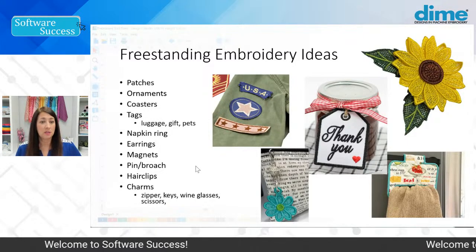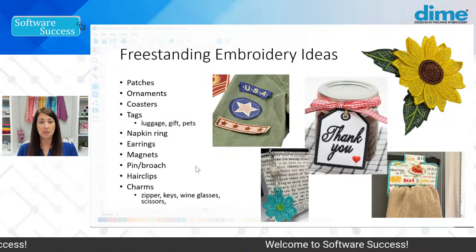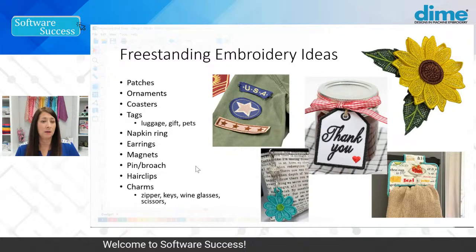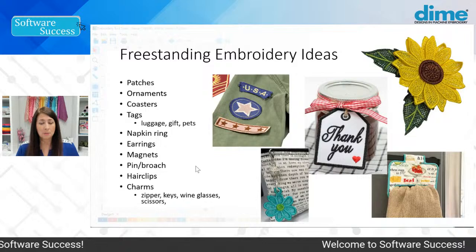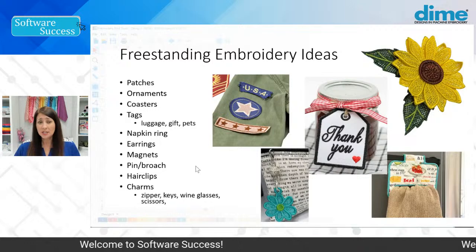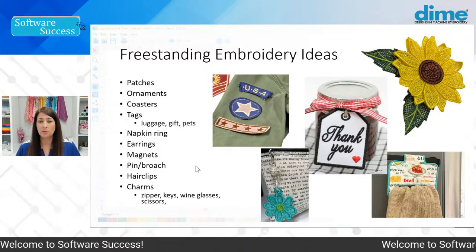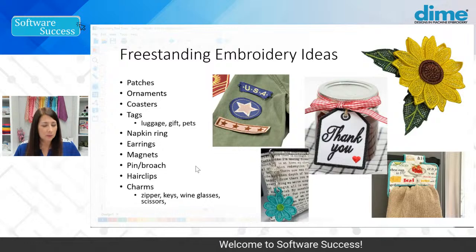But you might also see this in ornaments, and that's why I thought this would be a great topic, because this time of year, making ornaments, they're great gifts. Actually, all of these are great gift items. Coasters, that's another great freestanding embroidery. If you think of an applique circle stitched on just stabilizer and then the stabilizer removed, then you're left with a freestanding circle, and that would make a coaster.